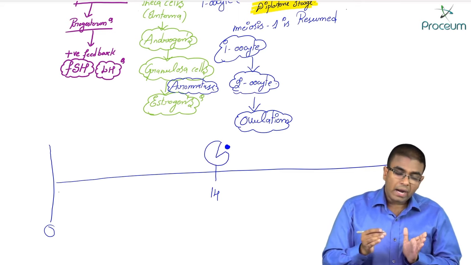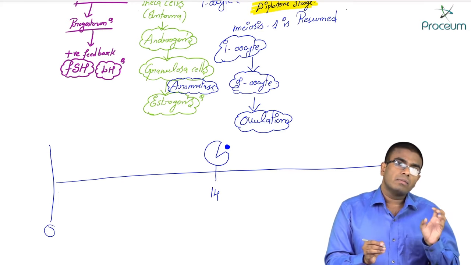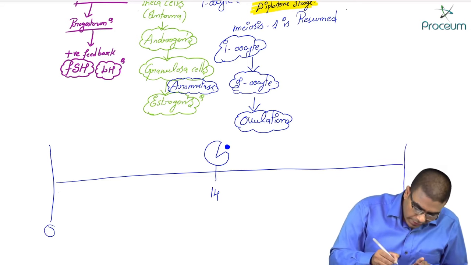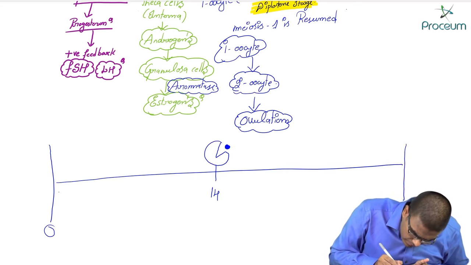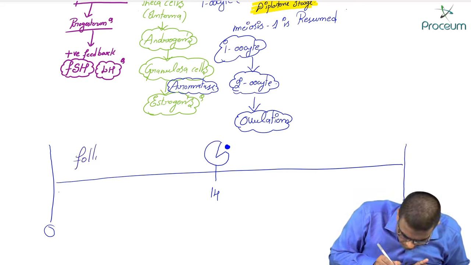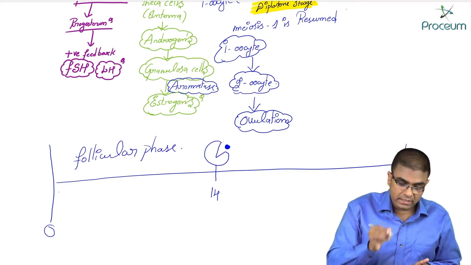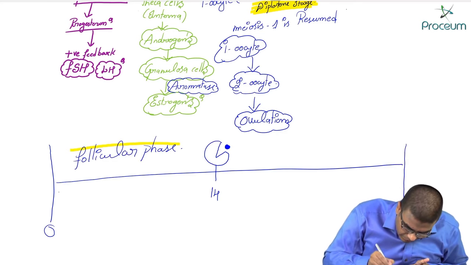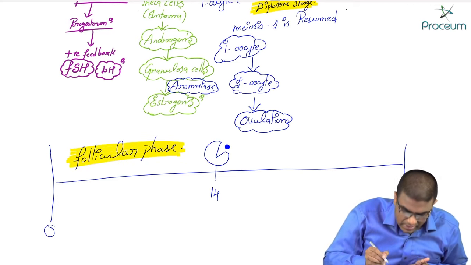Now, in the first part of the menstrual cycle, what exactly is happening in the ovaries? Follicles are growing and producing estrogen. So, can I call the first part of the menstrual cycle the follicular phase? Yes. The first part of the menstrual cycle is known as the follicular phase.